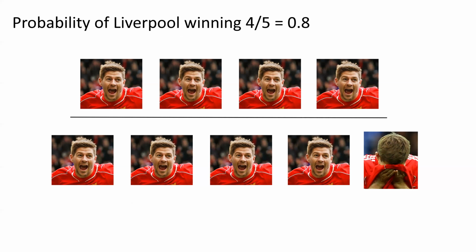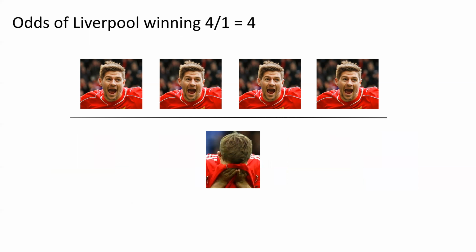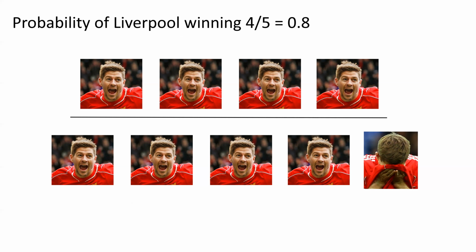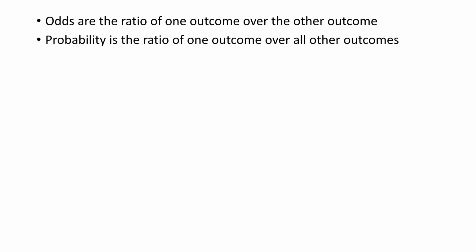However, the probability of Liverpool winning is the number of times they win over all possible outcomes, win or lose. So in odds, it's the odds of winning over the odds of losing, essentially. In probability, it's how often you'll win divided by all possible outcomes. So we see that is 80% in this case. Odds are the ratio of one outcome over the other outcome, winning over losing. Probability is the ratio of one outcome over all outcomes. So there's a slight difference, but it makes all the difference in logistic regression.